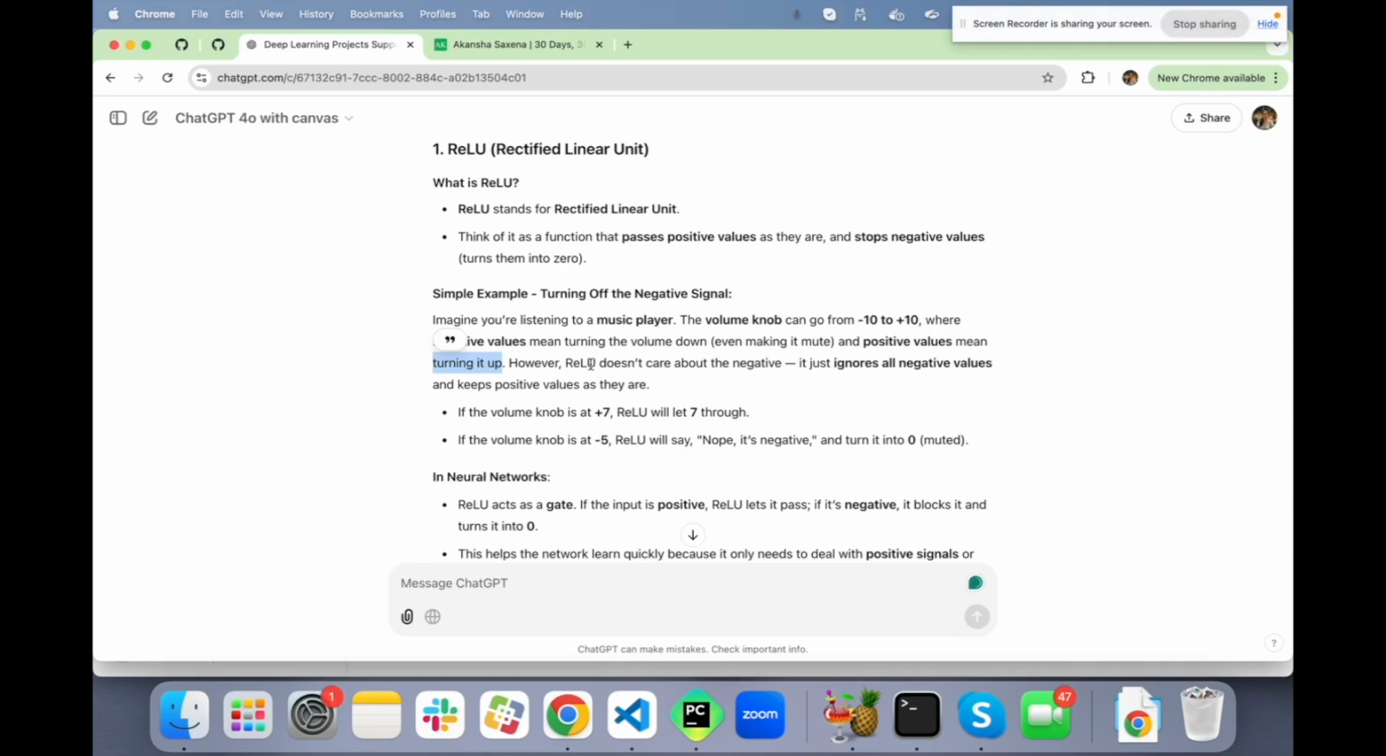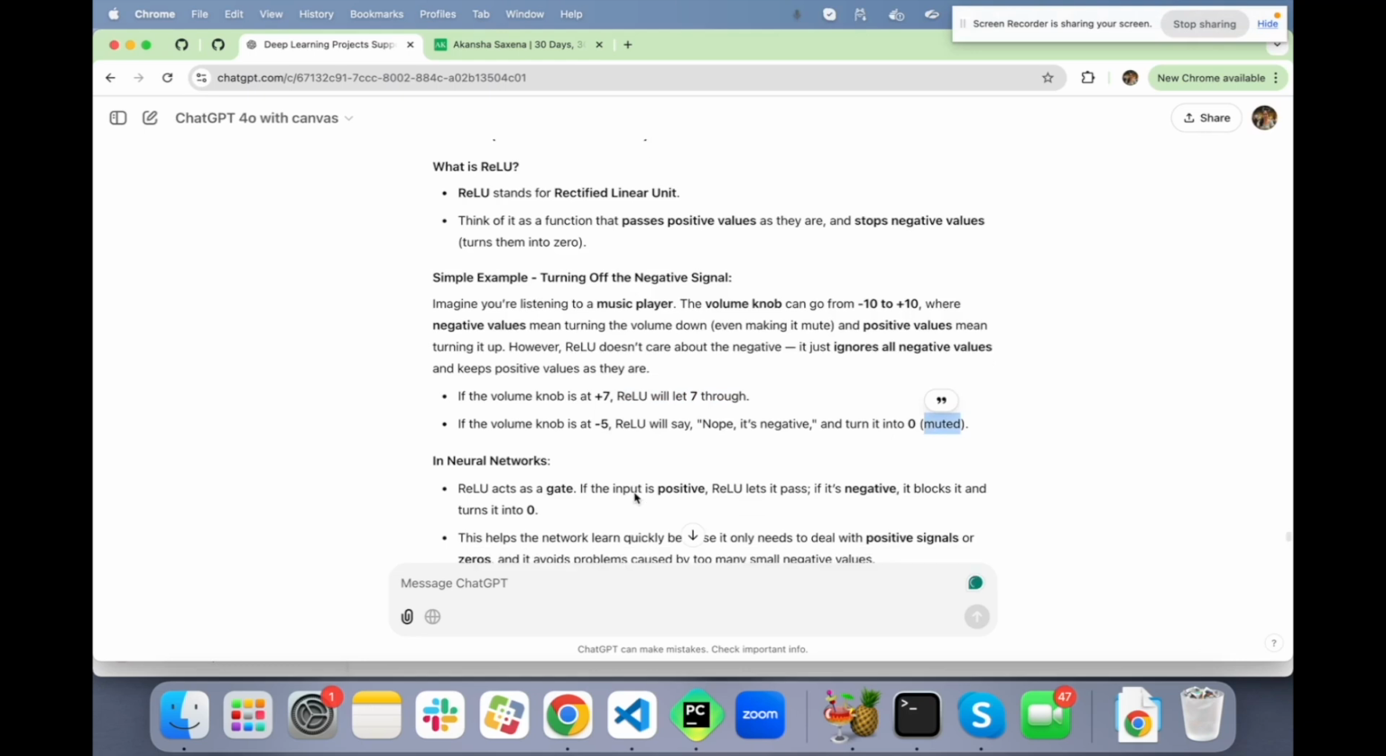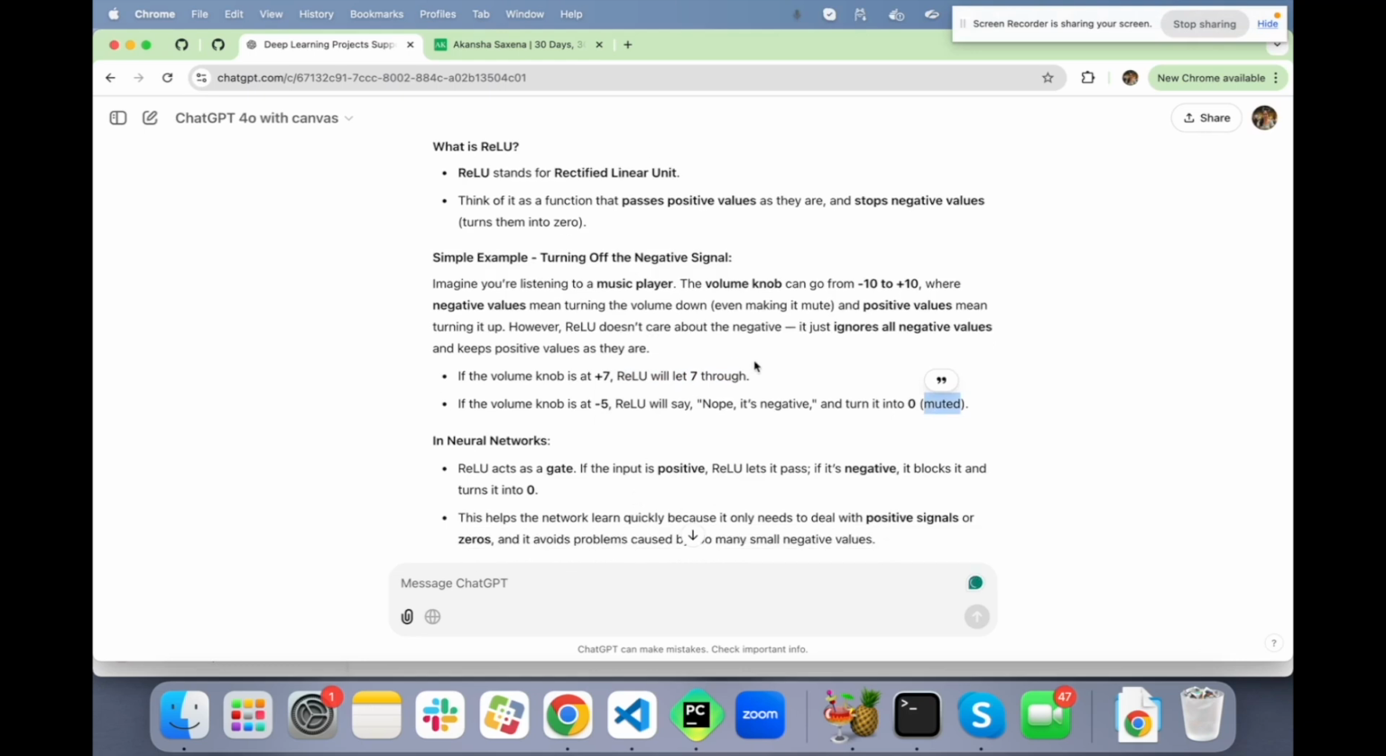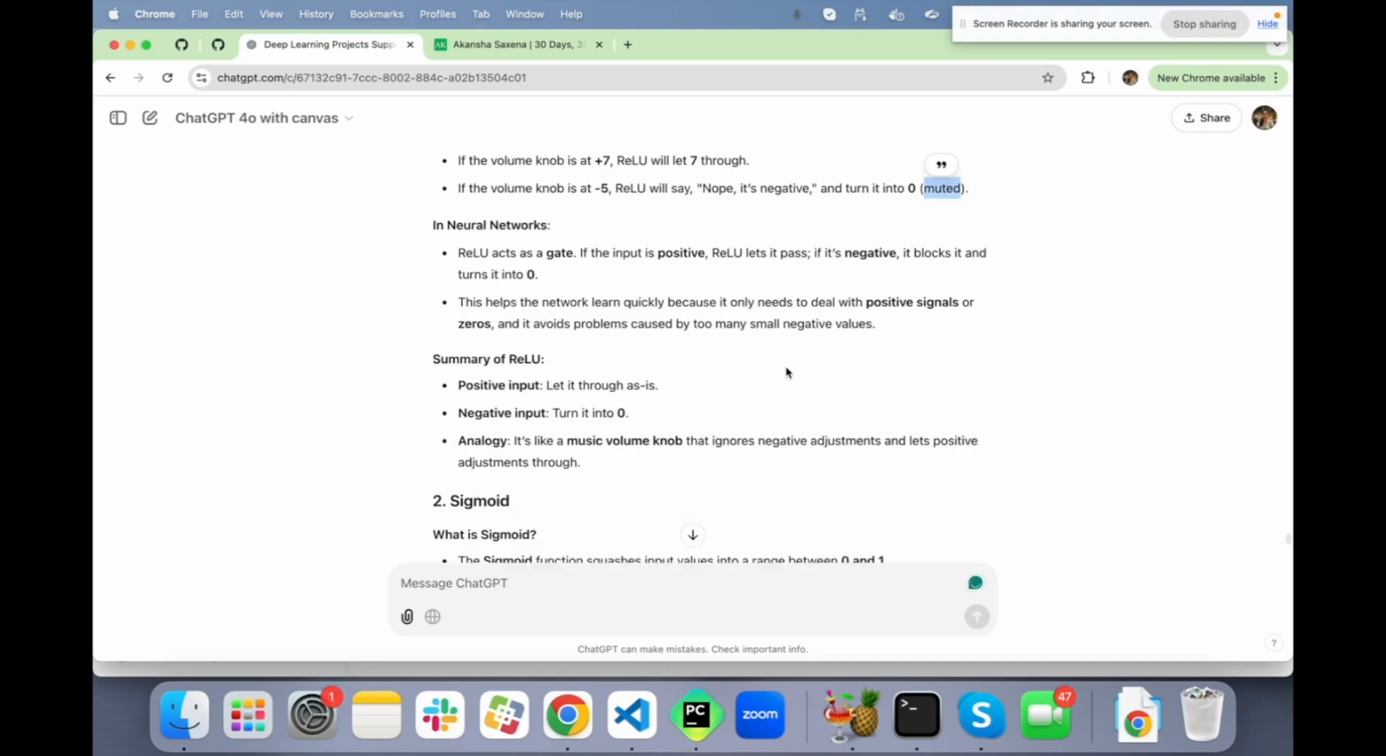However, rectified linear unit does not care about the negative values. It just ignores all the negative values and keeps positive values as they are. If the volume knob is at +7, the rectified linear unit will let 7 through. But if the value is negative, it will stop it, as in it will just turn it to zero. That is, mute it. So any value less than zero will be muted. Any value more than zero will pass through the rectified linear unit function.